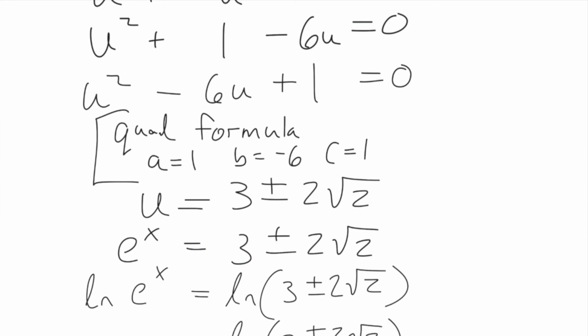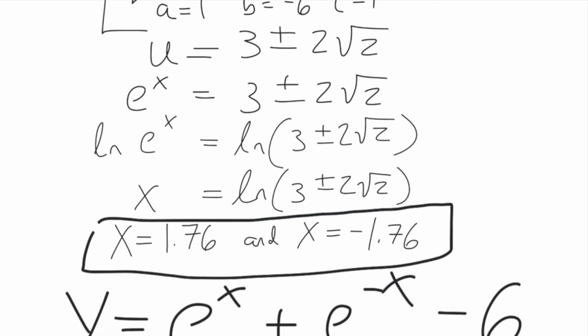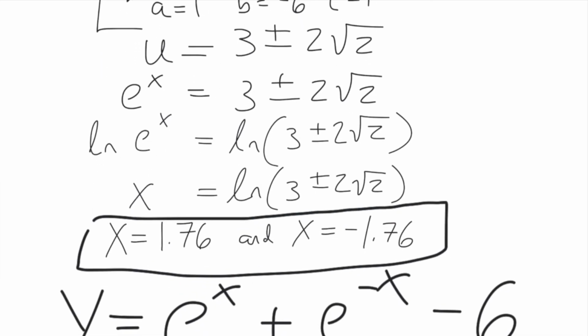Well, you can take the natural log of both sides, and that'll get rid of this natural log of e, and x will go out in front, and x is equal to the natural log of 3 plus or minus 2 root 2. You can take the positive version and get this, and the negative version and get this.